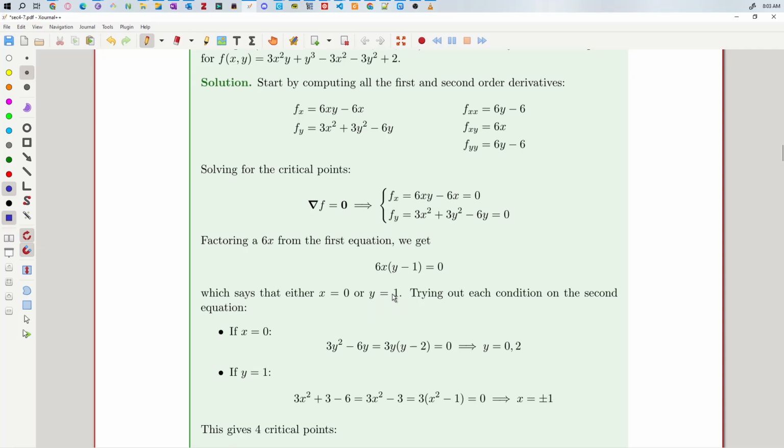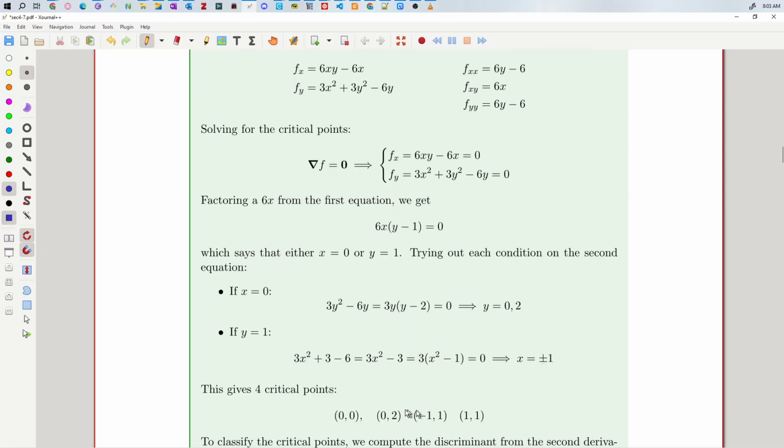So now we just try out these cases, and we feed them into the second equation in order to get one of the other conditions. This x equals 0 should give me a statement on y, and this y equals 1 should give me a statement about x. So let's see. If we let x equal 0, we plug that into here, we end up with 3y squared minus 6y equals 0. Then I factor out a 3y, and I get this is equal to 0. That implies that y is equal to 0 or y is equal to 2. So that gives me 2 points right there. I get the points (0, 0) and (0, 2), which are these first two. Missing some commas, but that's okay.